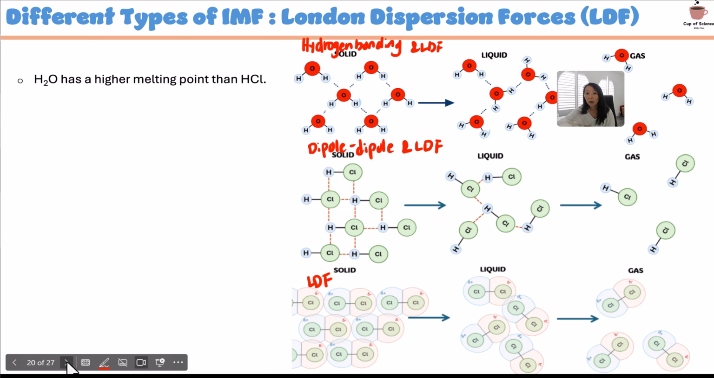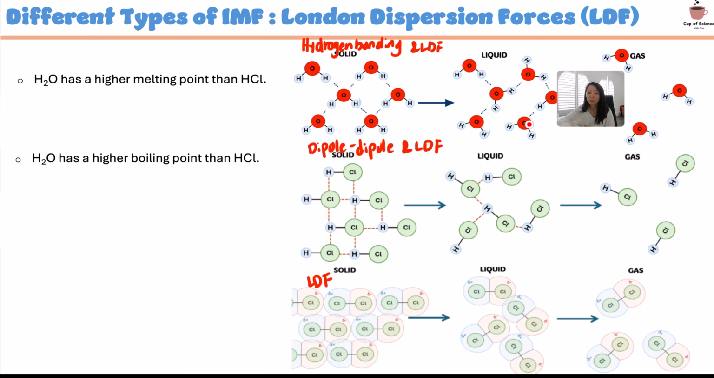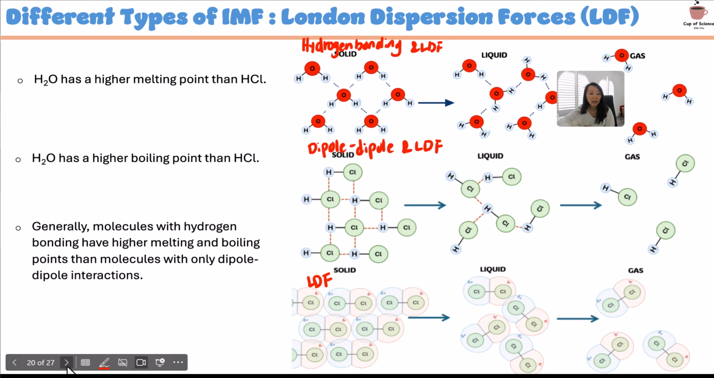Now, generally, the water will have a higher melting point than HCl, meaning to get from solid to liquid for water, it requires more heat in comparison to this one. That's because the breakage of the forces here is much easier than over here. And that applies for boiling point. Going from liquid to gas, this one has a higher boiling point, a higher temperature required to boil. Generally, molecules with hydrogen bonding will have a higher boiling point and higher melting point.